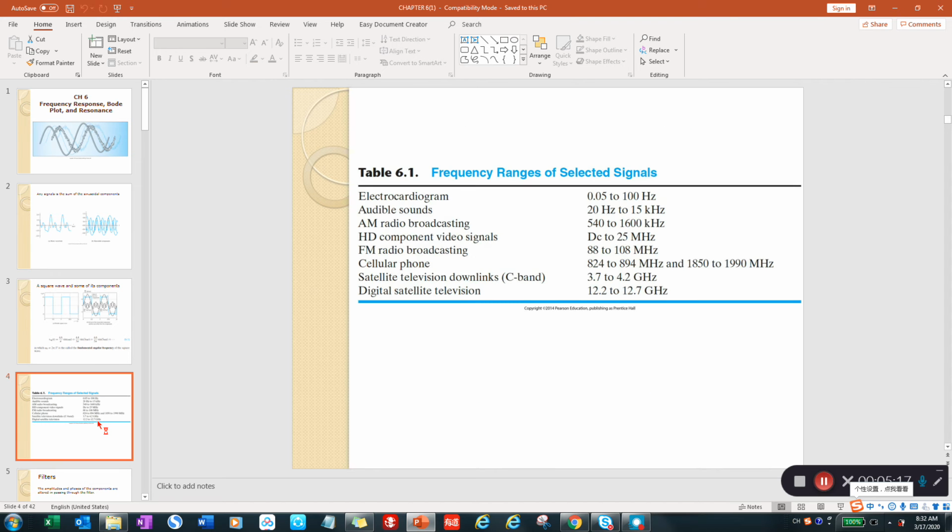This table shows us the frequency range of selected signals. You can see the audible sound is from 20 Hz to 15 kHz, and also the AM radio broadcasting is from 540 to 1600 kHz. The FM radio broadcasting is from 88 to 108 million Hz.